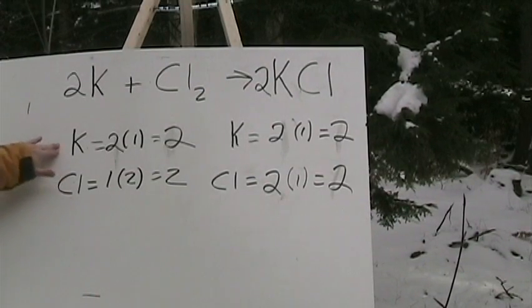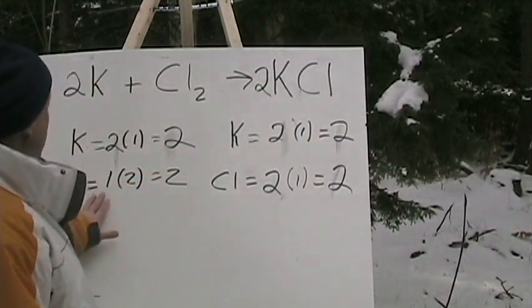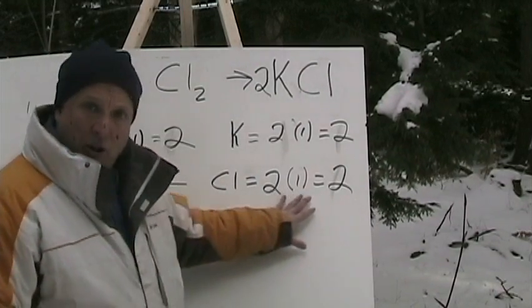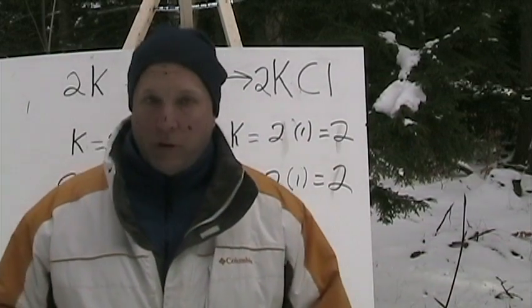A balanced equation. We have 2 K's on the reactant side, 2 K's on the product side, 2 CL's on the reactant side, and 2 CL's on the product side. Yay! A balanced equation. Pretty easy so far, I hope.